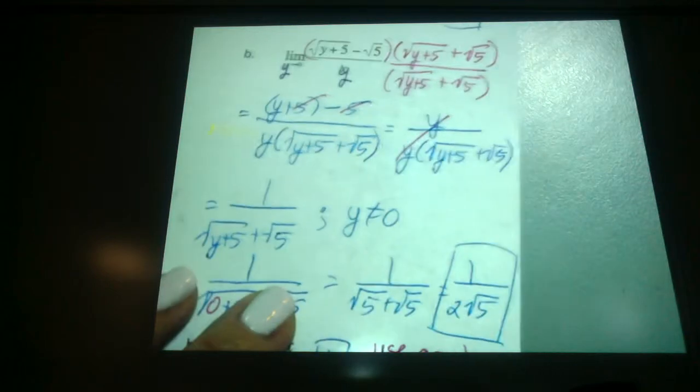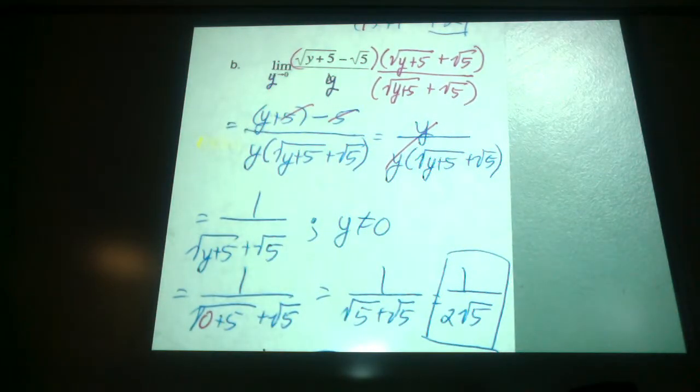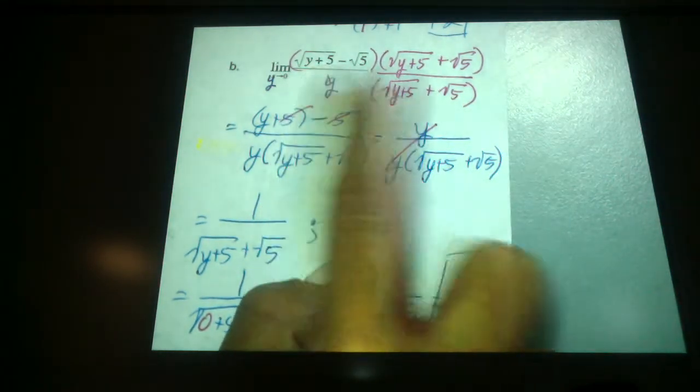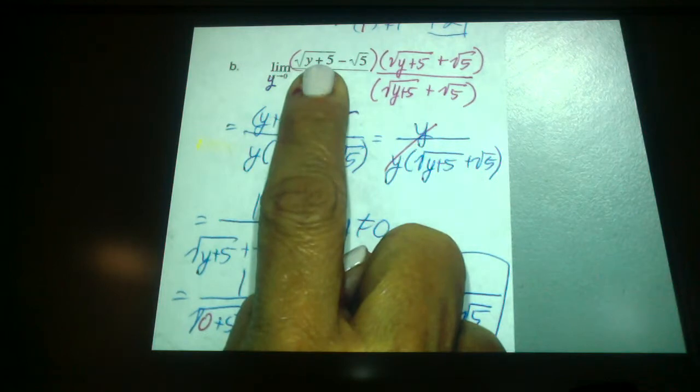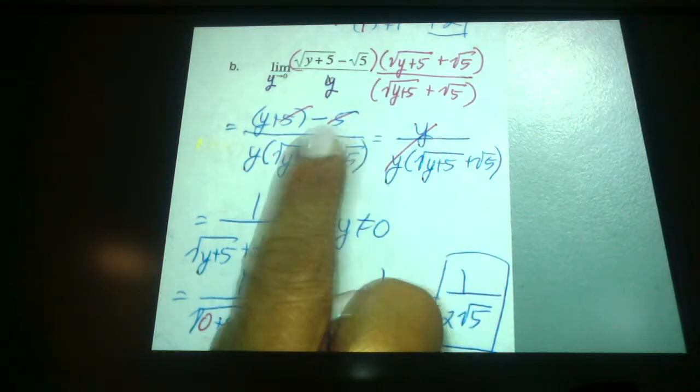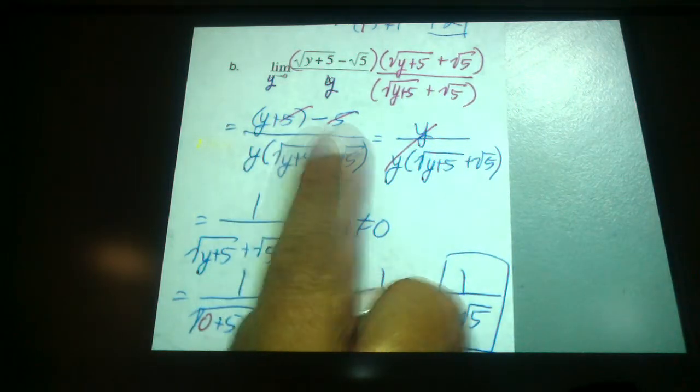The second one, again, I'm using the conjugate. Since that's a minus, I put a plus here. This is your difference of two squares factor pattern. This squared is y plus 5. This squared is just 5, and you have a minus in the middle. A squared minus b squared.